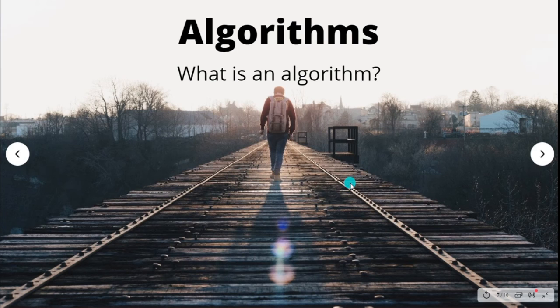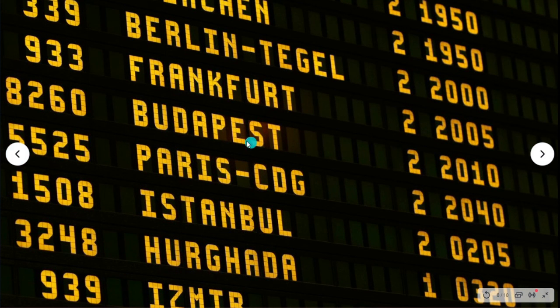So now we've covered data structures. Now let's go to algorithm. What is an algorithm? And you know, we can see this guy here. Let's say he's going to the airport. Yeah, you can see Frankfurt, Budapest, Paris, Istanbul. He's going to the airport. Don't know where he's going exactly, but he's going to the airport. That's one thing we know.